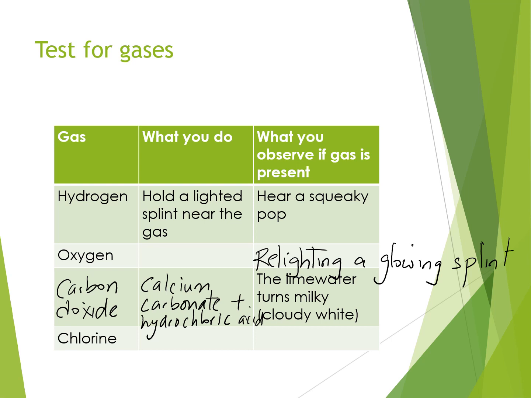The final test they expect you to know is chlorine. You don't need to know how to make it, but chlorine bleaches the paper. However, it goes red because chlorine is slightly acidic, and then it turns white. And if they ask you in the exam why red and then white, red is because it's slightly acidic and white because it bleaches the paper.